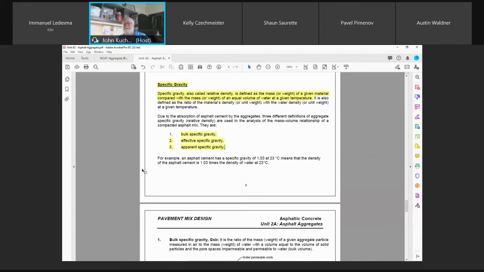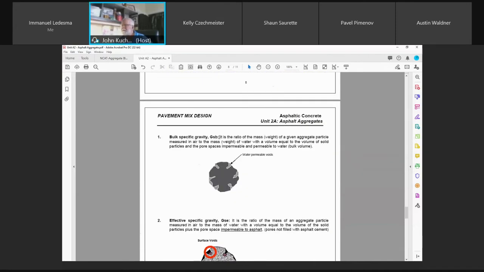We know that asphalt cement is light, but it's still heavier than water. If you took asphalt cement, it wouldn't float on the water. It's 1.03, 1.029, depending on who the manufacturer is and the grade of the asphalt cement, but in general they run around 1.03. So you know it's going to sink because it's slightly heavier than water.